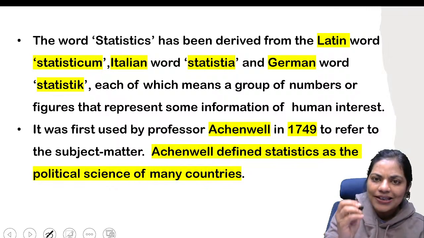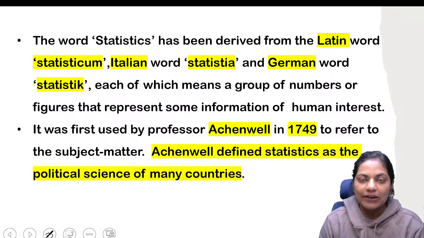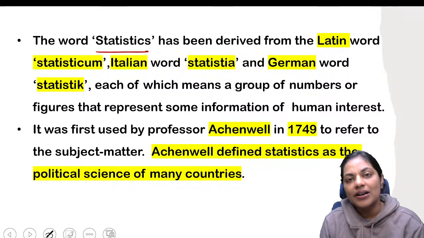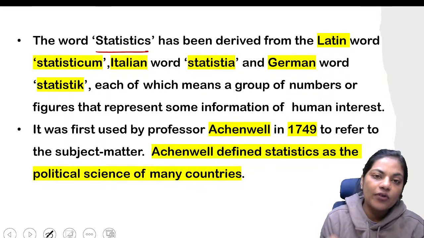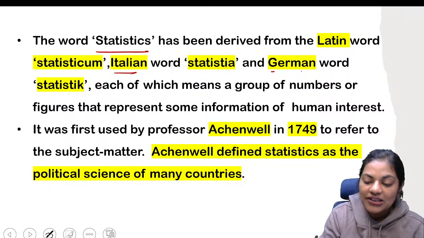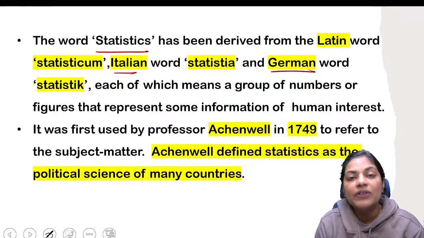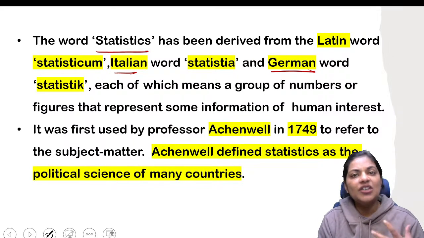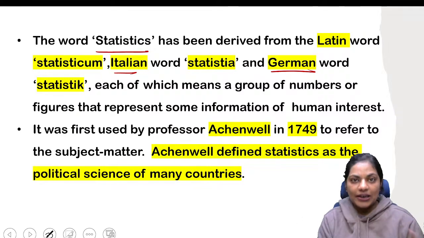Now, there are certain other important points which are relevant for the purpose of the exam. For example, the word statistics. From where is this word statistics derived? It is derived from a Latin word. It has even come from an Italian word. There is even a German relevance to it. But all these mean a group of numbers or figures that represents information which is relevant to human interest. Right?